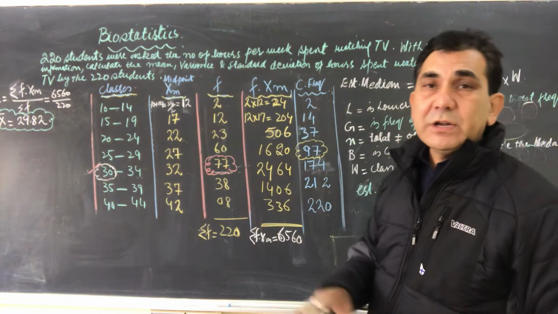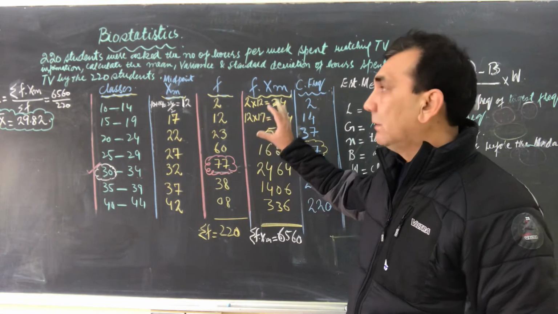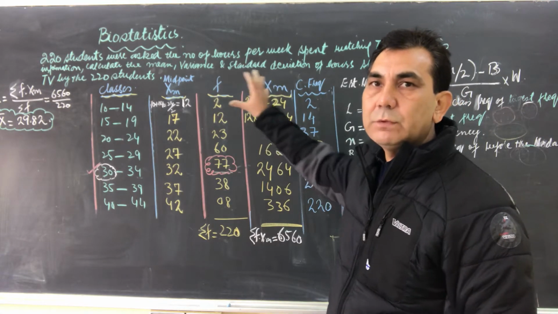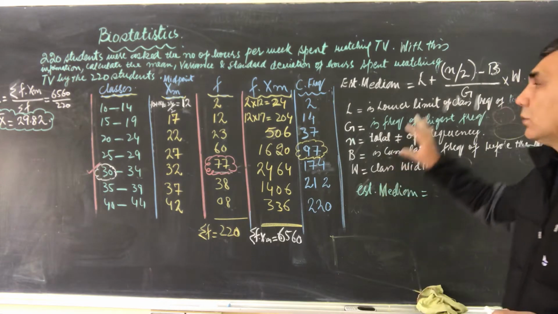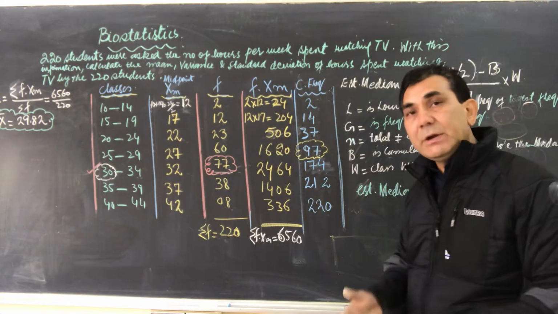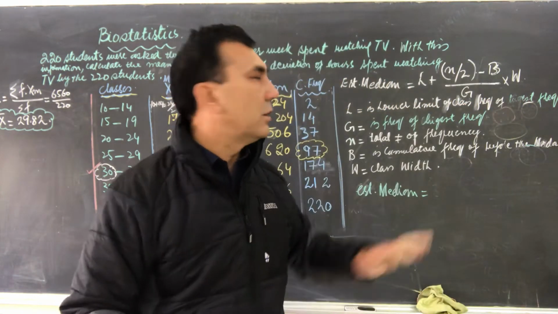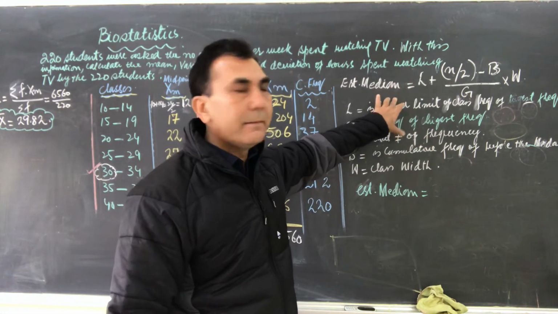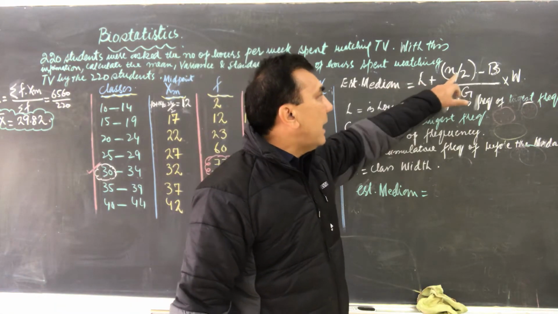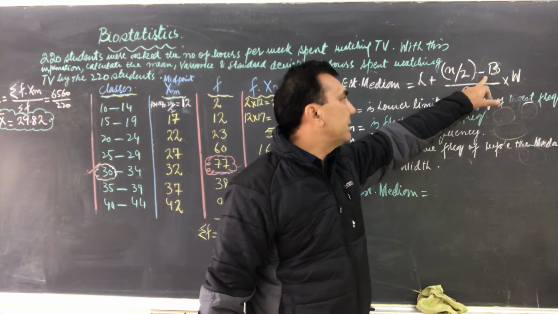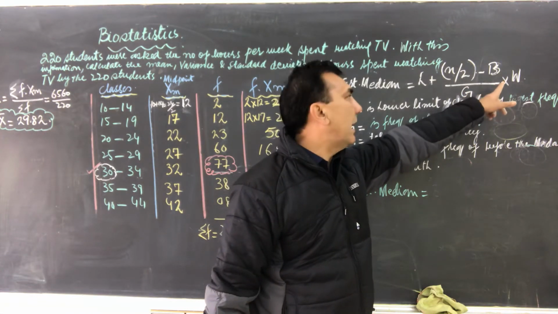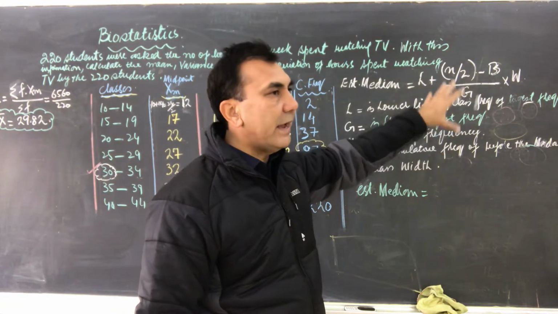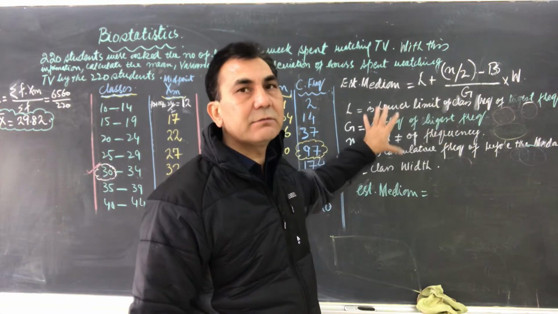In yesterday's lecture we calculated the mean, the variance and the standard deviation of the grouped data. In today's session we will learn how to measure the estimated median of the grouped data. We have a formula for that: L plus N divided by 2 minus B, divided by G, and multiplied by W. Now, what L, B, G and W say in this formula.